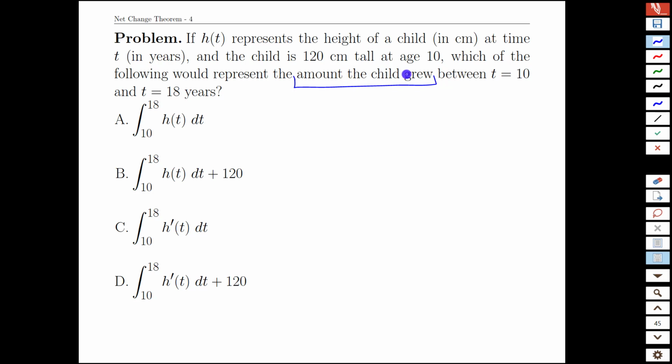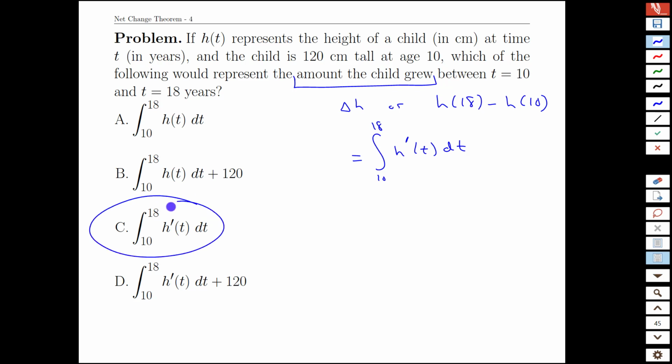All right, so if we're looking for the amount the child grew, that's the change in h, or we would call that the difference h of 18 minus h of 10. And that is going to be equal to, working backwards, the integral of how quickly the child is growing between t equals 10 and t equals 18. So we're going to be looking just at this answer here. Now, there is an interesting answer down here in D. However, we just have to think about what the impact of that 120 is.